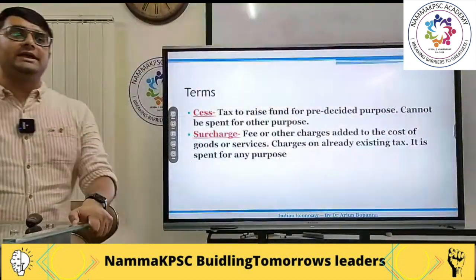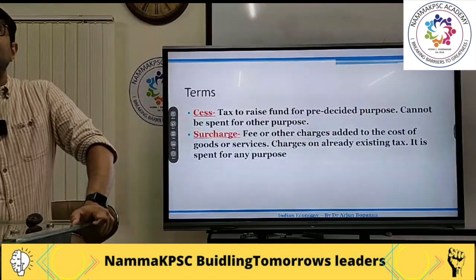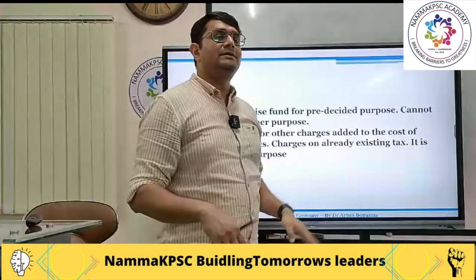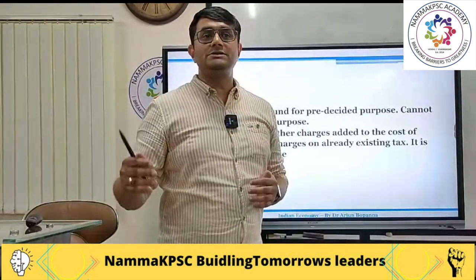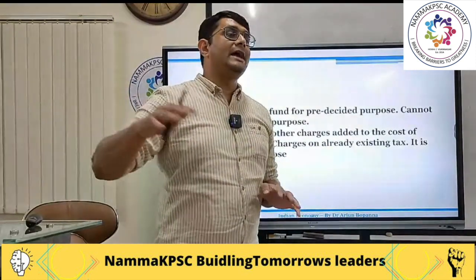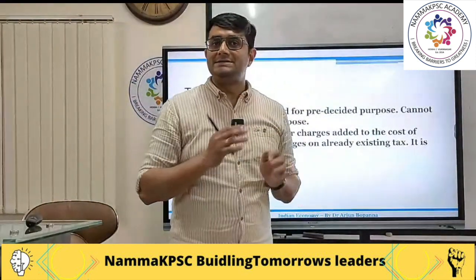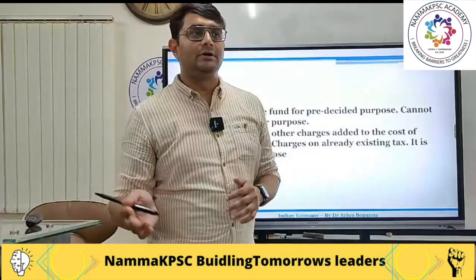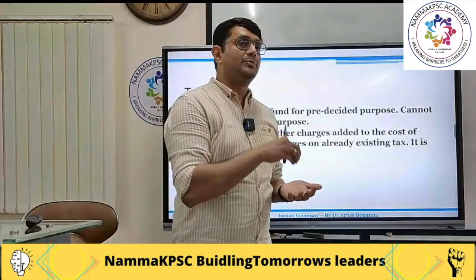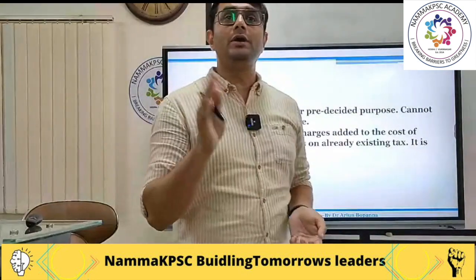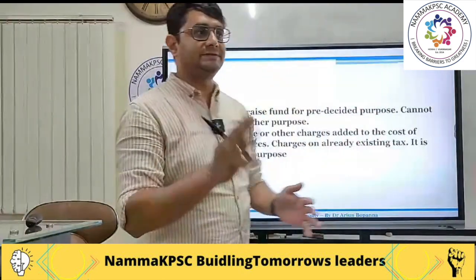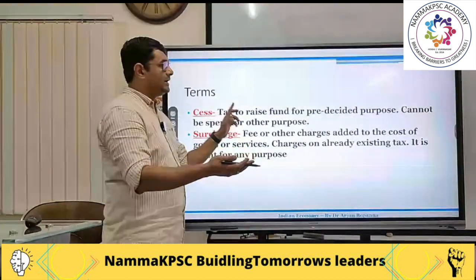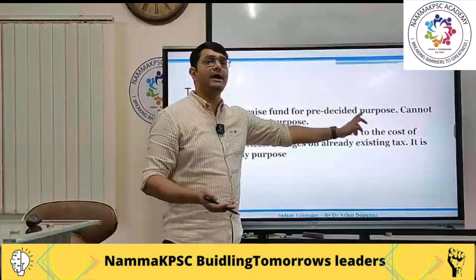Then one more thing is that cess is for a particular purpose. Surcharge is additional tax levied on individuals who are rich, but it can be used for any purpose. Cess is additional tax levied on goods and services or on income, the proceeds of which should be used only for a particular purpose. That's the difference between cess, surcharge and taxes. So cess is additional tax to raise funds for a predetermined purpose.